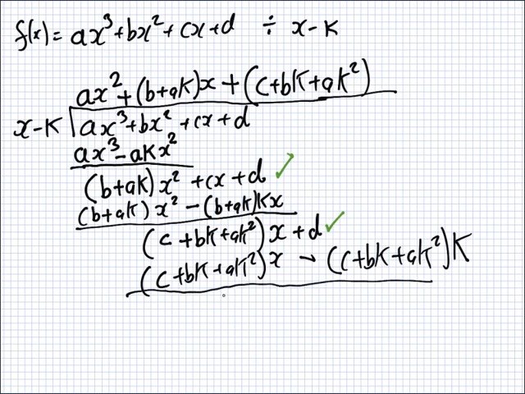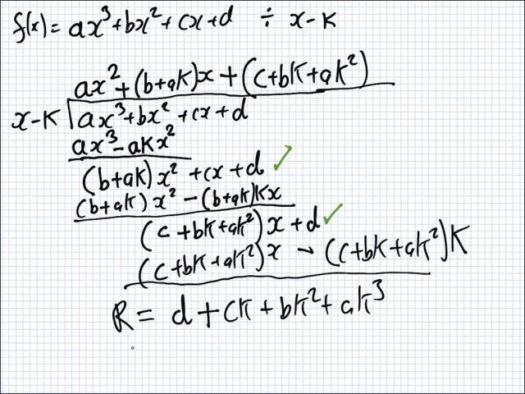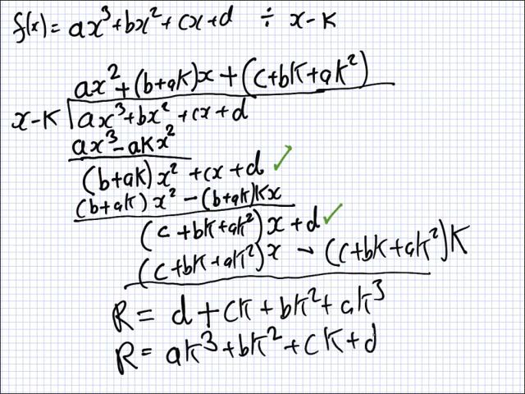So these cancel. What happens to this minus? It becomes plus. So the remainder is d plus c times k plus bk squared plus ak cubed. Now that formula doesn't look too bad for the remainder, does it? But it gets better. I can rewrite this remainder as ak cubed plus bk squared plus ck plus d.